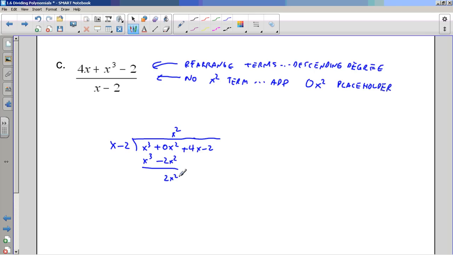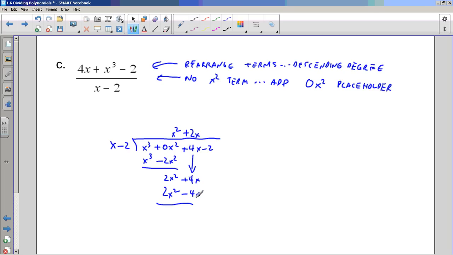Subtract, and I get 2x squared. Bring down the 4x. See, I'm speeding up. Are you able to keep up here? I hope so. What am I multiplying this by to get to 2x squared? Well, I see 2x. 2x times x is 2x squared minus 4x.